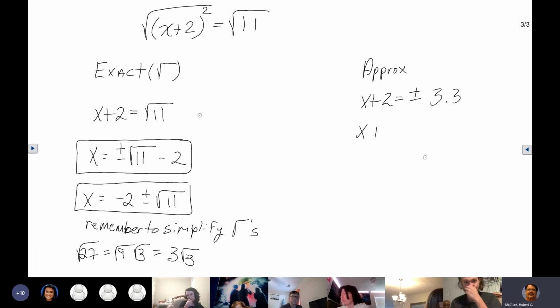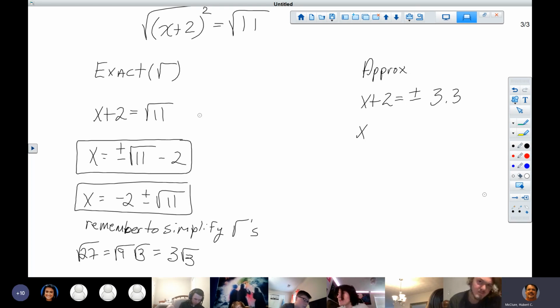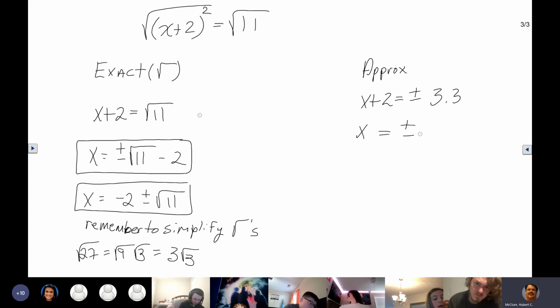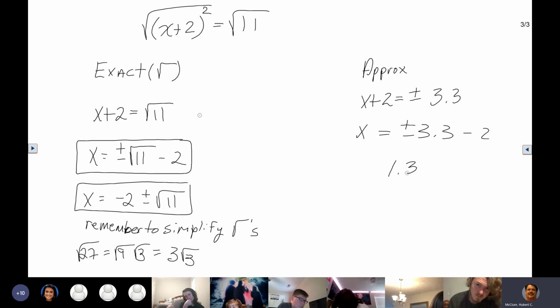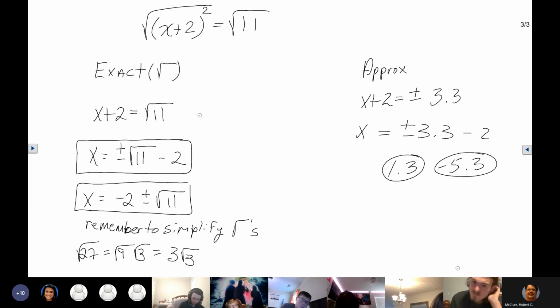X is equal to positive or negative 3.3 minus 2. 3.3 minus 2 is 1.3. That's one x-intercept. And then negative 5.3 is the other x-intercept. Now we have everything we need to graph this.